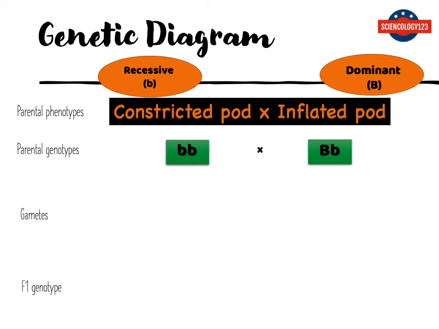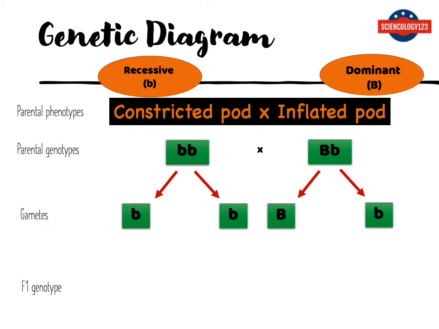In gamete cell, it will only contain half of the gene. So, the letters will be split into two. Lowercase letter b, lowercase letter b, uppercase letter B, and lowercase letter b.